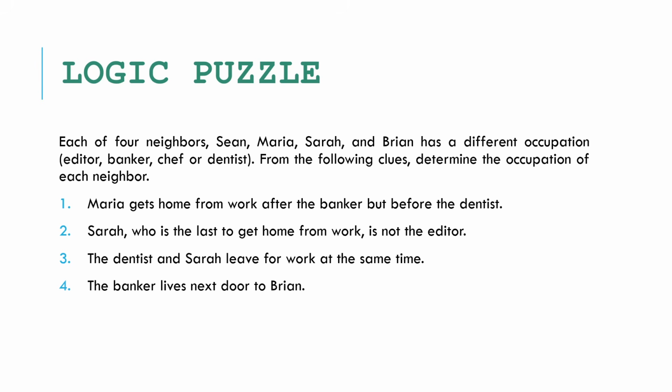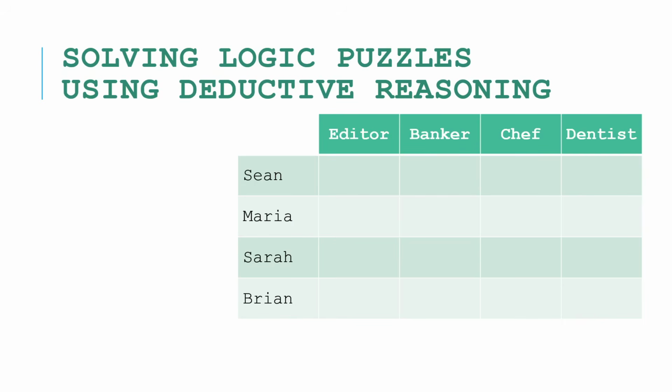Now, using our deductive reasoning, it's very easy for us to find out which is which, no? Who is who? Who is the banker? Who is the chef? Who is the dentist? Who is the editor? But it would be easier for us to solve this logic puzzle when we use tables. Now, here is an example of a table that we're going to utilize to solve this logic puzzle. Let me bring up the first clue. Now, using our deductive reasoning, how can we use the table to solve this logic puzzle?